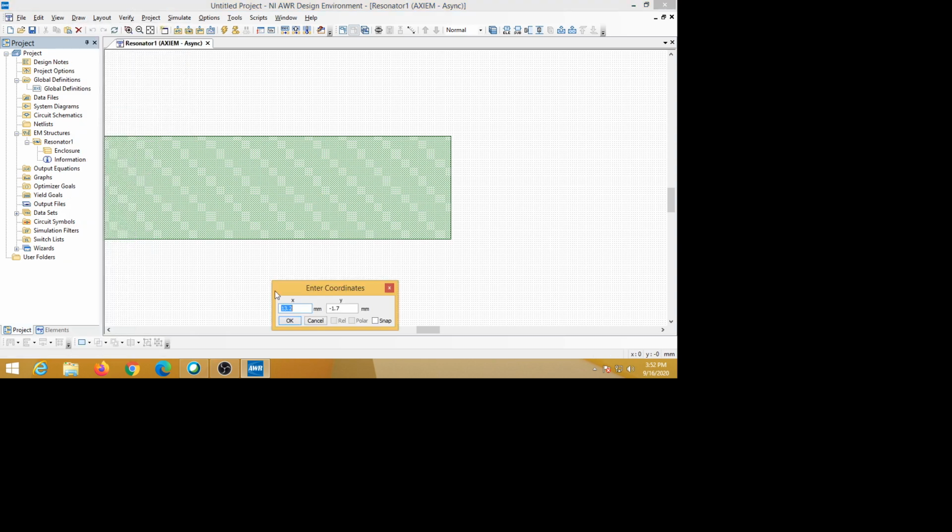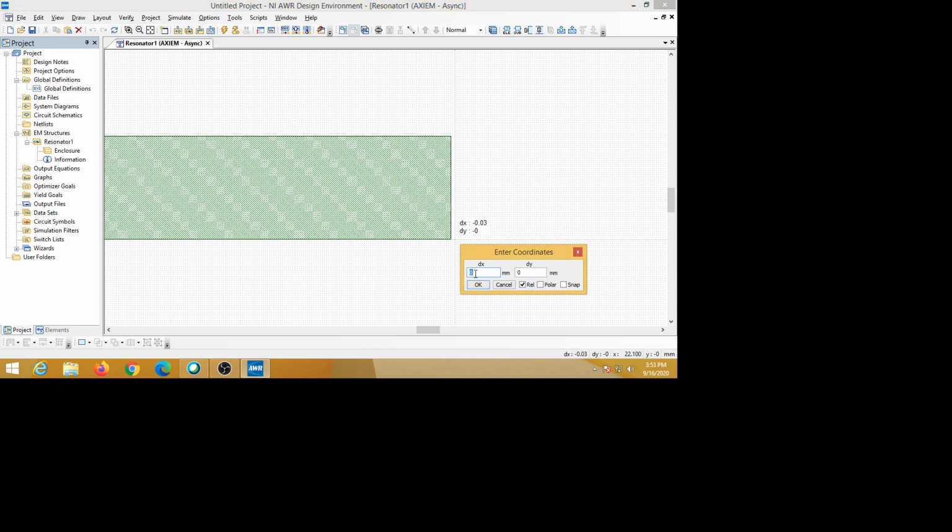So here we have to give 22.13, and this is 0 only, the corner. First we have to fix the one corner. Okay, so next, space bar, and its length is 2.193, which is L by 10, and the width is 4.94. Okay, so this is a feed line.